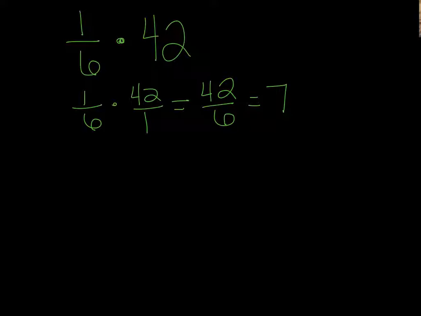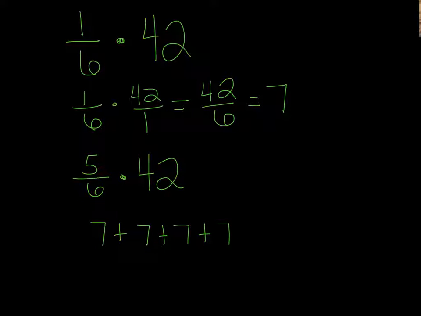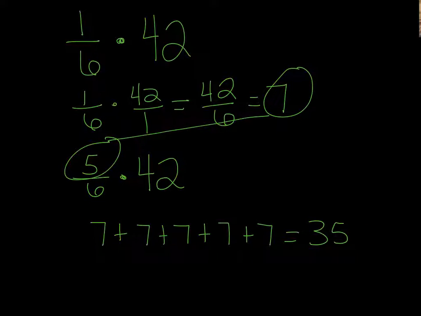We can now think about how we would apply that to find, say, 5/6 of 42. So if 1/6 of 42 is 7, then 5/6 of 42 would be the same as 7 plus 7 plus 7 plus 7 plus 7, which would be 35. But it would be much easier to simply take 7 and multiply it by 5. 7 times 5 is 35.